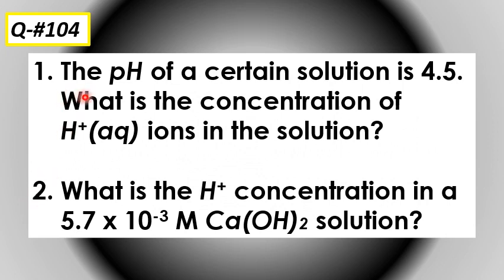The question is, number 1, the pH of a certain solution is 4.5. What is the concentration of the positive hydrogen ions in the solution? Number 2, what is the positive hydrogen concentration in a 5.7 times 10 to the negative 3 molar calcium hydroxide solution?